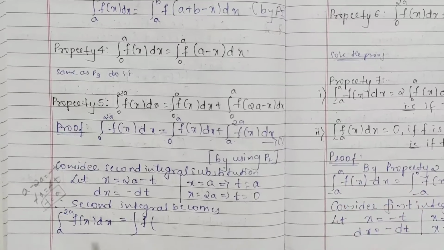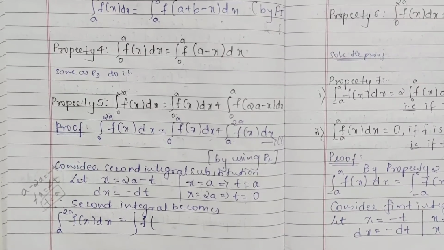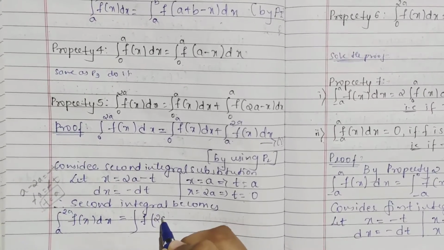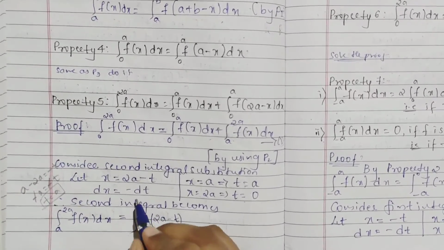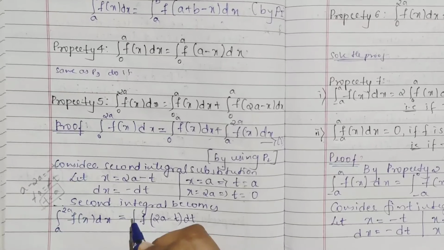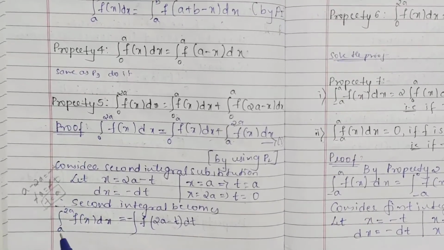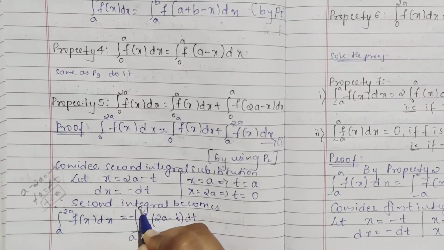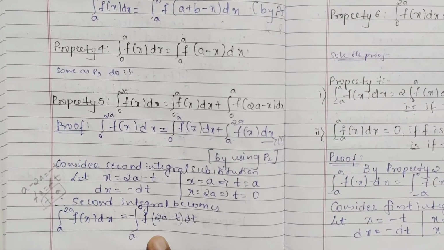So now the second integral, from a to 2a of f of x dx, becomes f of 2a minus t, and dx is minus dt. Changing the limits, when x is a, t is a, and when x is 2a, t is 0. So you can see it has changed like this.